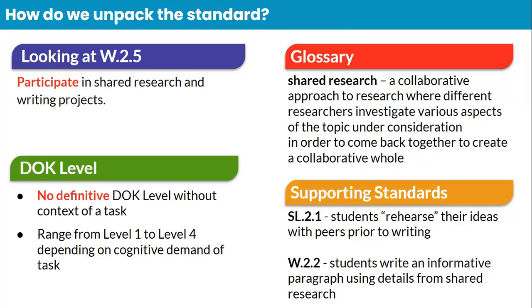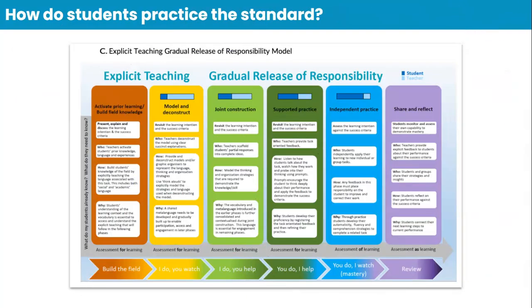SL21 is used for students to rehearse their ideas with peers prior to writing, and W22 is used because students write an informative paragraph using details from the shared research. Let's look at teacher and student actions for W25, W22, and SL21. Lessons 10, 11, and 12 are a series in which students gradually gain independence in writing a paragraph. It may be helpful to think of teacher and student actions in each lesson through the lens of the gradual release of responsibility, so that you don't inadvertently over or under scaffold for students.